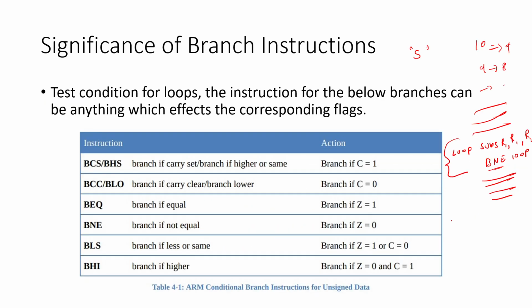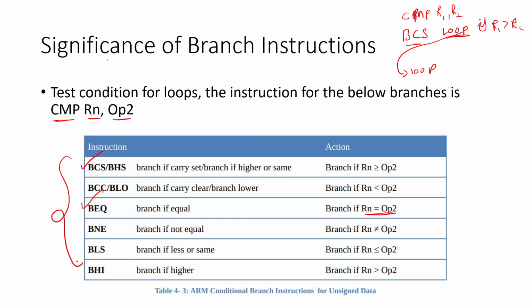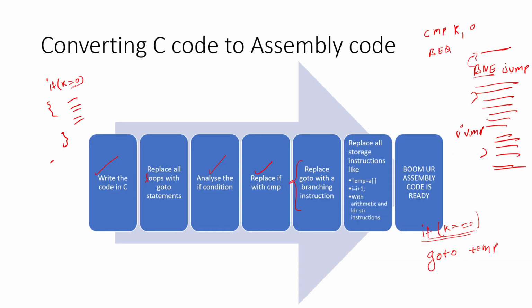So if k is equal to 0, branching should happen means, if you look in this compare thing, you have something like cmp k comma 0. So this will result, if k is equal to 0, zero flag will turn on, and then you can write beq temp. So what will happen if k is equal to 0? Branching will take place. In this manner, you have to analyze every go to statement and replace them with branch instruction along with the label. Once you have done with replacing them, you have to replace all the storage instructions.